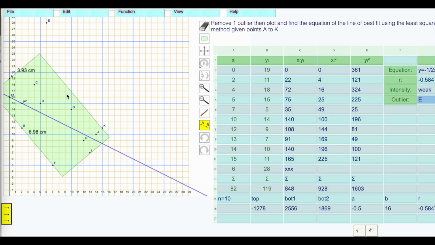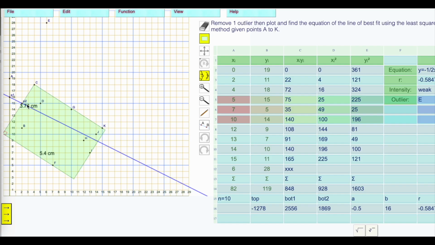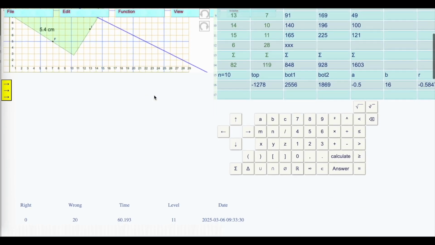Maybe this rectangle isn't perfect because I'm doing b to f. Let's see if we could use k and c. So it agrees a little bit more with our line of best fit. Then we press answer to see if we are right.